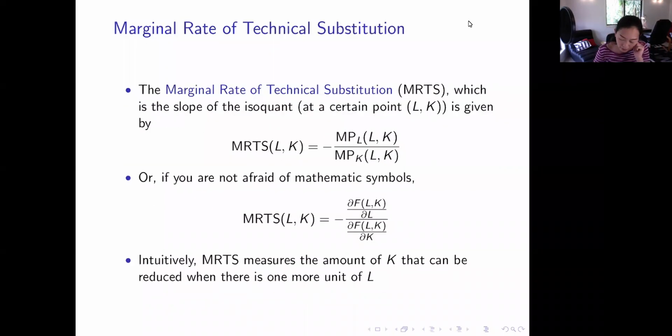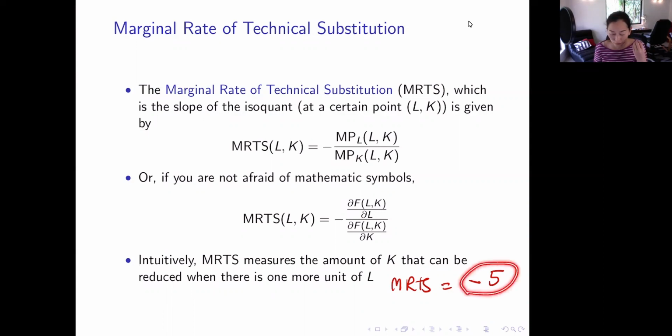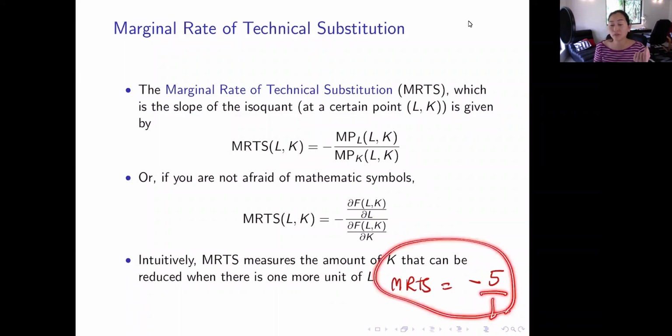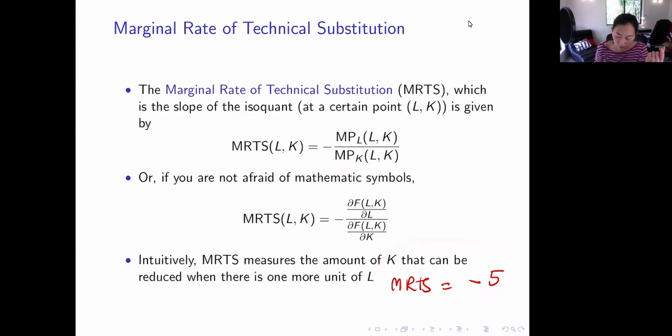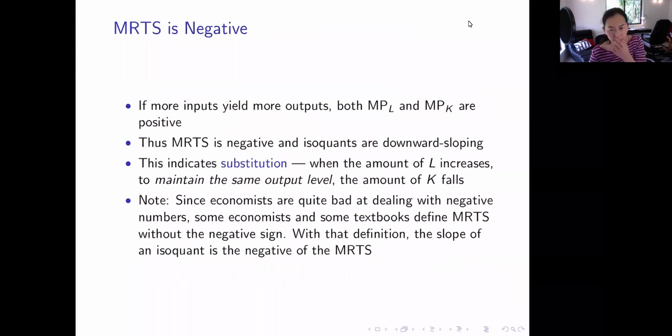Let's say that if MRTS equal to -5, what does it mean? It means that you need to reduce 5 units of capital and increase 1 unit of labor. Like to compensate the reduction in the capital input, you have to increase 1 unit of labor input, and you still can produce the same level of output as before. So that is the interpretation of the MRTS.